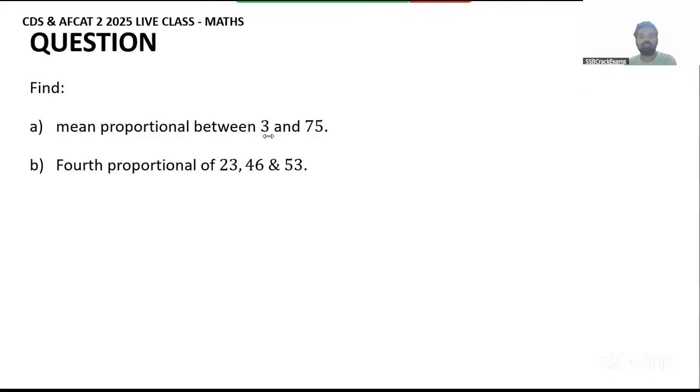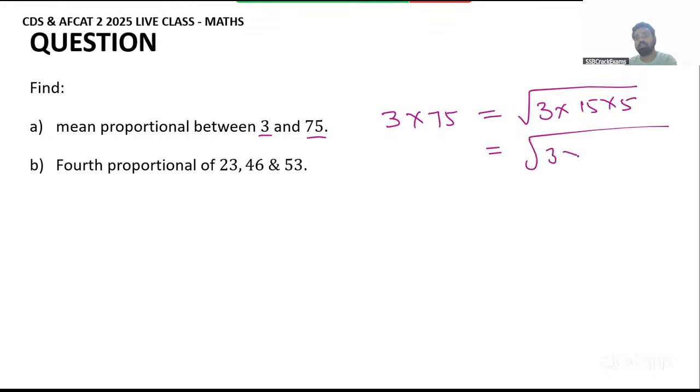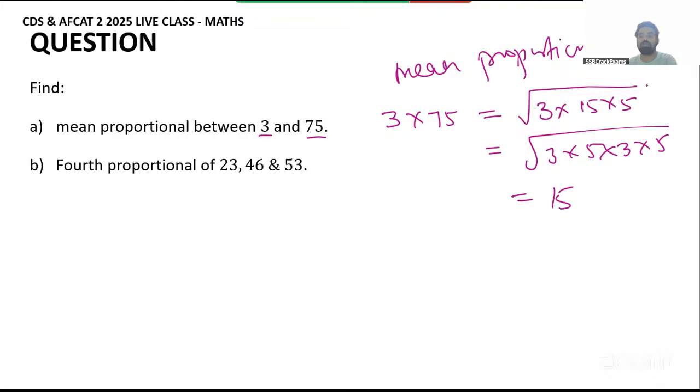Suppose, for example, we need to find the mean proportion of 3 and 75. We multiply 3 by 75. It will be root of 3 into 15 into 5. I am just simplifying, 3 into 5 into 3 into 5, so it will be 15 only. So the mean proportion is this. Even if you multiplied here, it would come out as 225, and we know its square root is 15. I didn't want you to do the calculation, so I factorized it already.